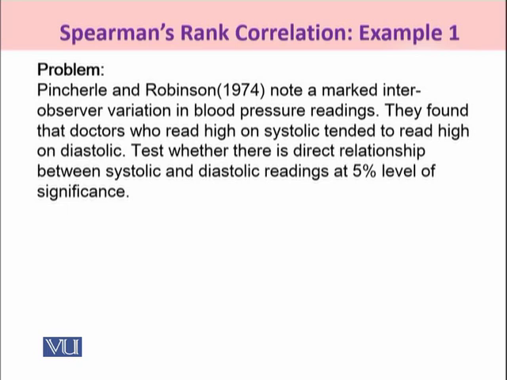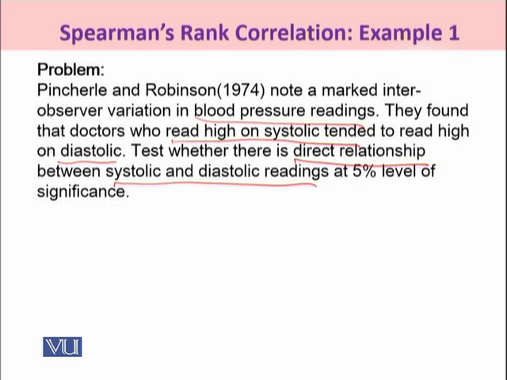They noted a marked inter-observer variation in blood pressure readings. They found that doctors who read high on systolic tend to read high on diastolic as well. We were required to test whether there is a direct relationship between systolic and diastolic readings at 5% level of significance. Now students, here you can see that we are asked to test the direct relationship. That means we are talking about a one-tailed test.